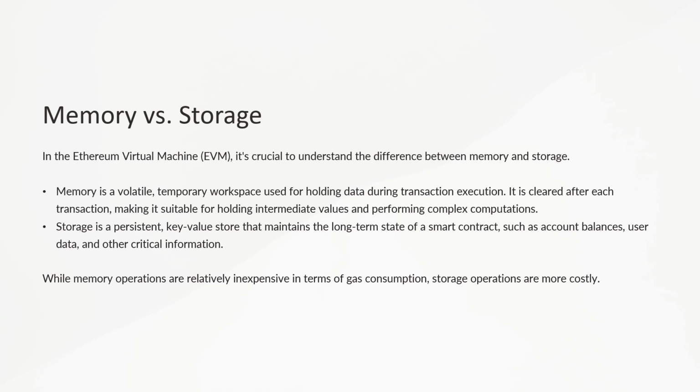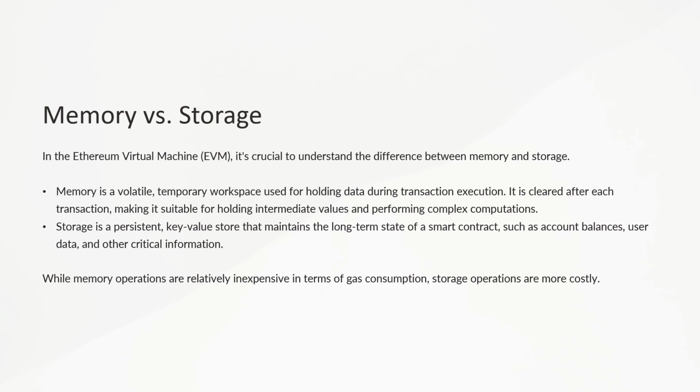Memory is a volatile, temporary workspace used for holding data during transaction execution. It is cleared after each transaction, making it suitable for holding intermediate values and performing complex computations. In contrast, storage is a persistent key value store that maintains the long-term state of smart contracts, such as account balances, user data, and other critical information.